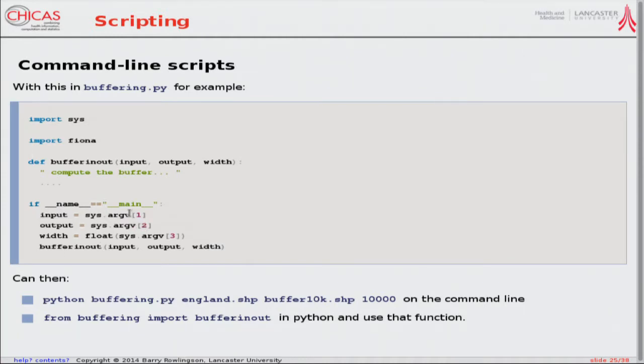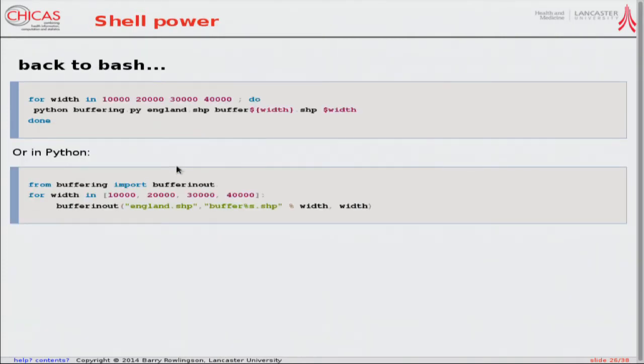So if I put that in a file like that, then I can just type python buffering.py england.shp buffer.shp 10,000 on the command line, and it will generate my 10-kilometer buffer around England. Or I can reuse this buffer function from another Python file. So I've already written a reusable piece of Python code there, which is nice.